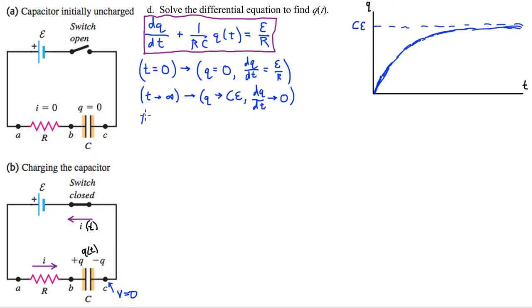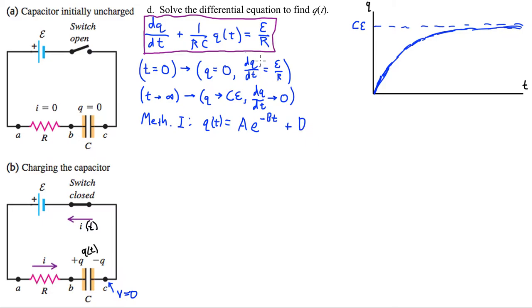I'm going to call this method 1, which I'm not going to do. Method 1 would be to let q of t have a form of some constant A times e to the negative some constant B times t, plus then some other constant. Actually, no, you don't want to call it C because that's the capacitance. So plus D, where A, B, and D are all constants.